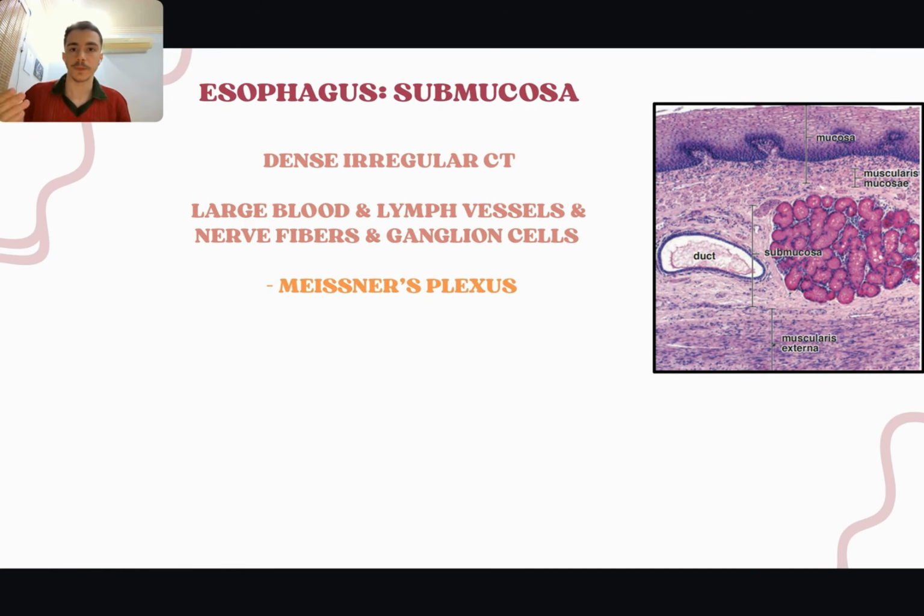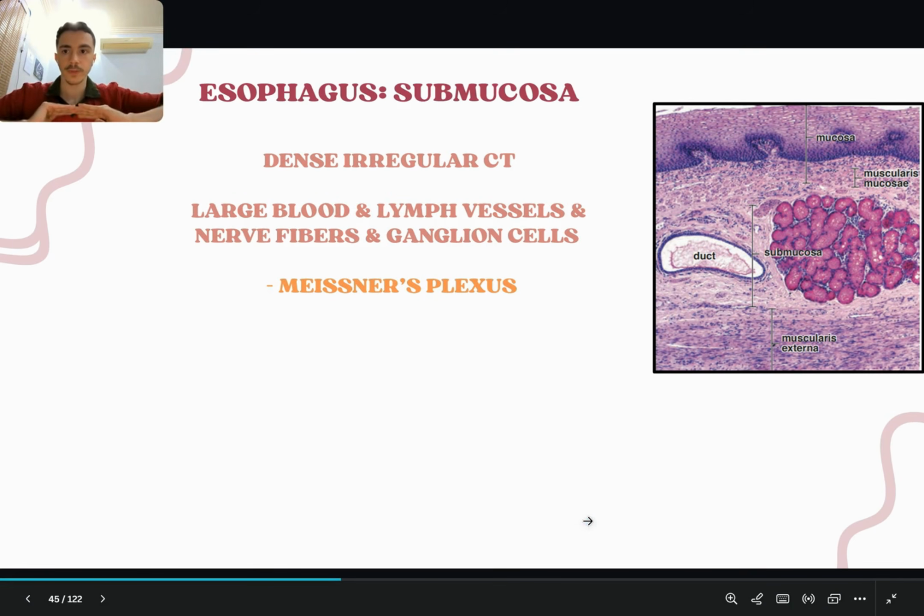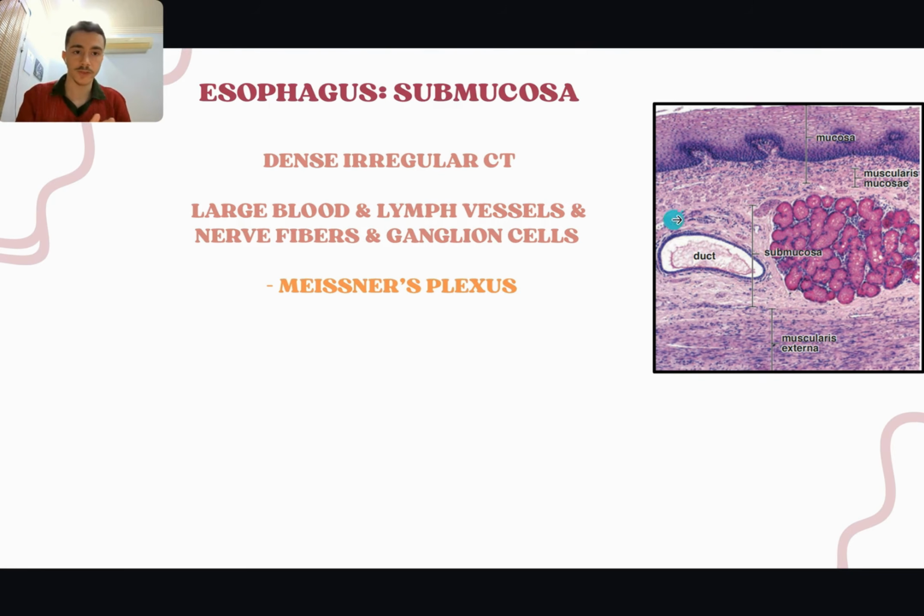Submucosa is the one under the mucosa. It's dense irregular connective tissue. As you can see, it's a lot, so it's dense, and irregular in different shapes. It's not arranged in one shape, so it's irregular. It has large blood and lymph vessels, fibers, and ganglion cells. As you can see here, you find a lot of supply, and also we have the Meissner plexus, which is the submucosal plexus.